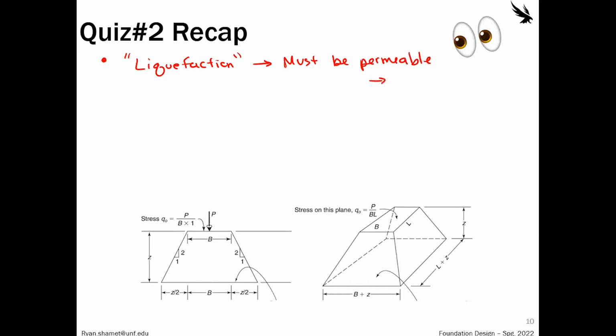Most of the time it's going to be a clean sand that this forms in. So you won't see it in organic soil. You won't see it in any low-permeability silt or even clay. You'll never see liquefaction in clay. It's all going to be sandy areas. And again, if you remember some of the slides that we were showing of liquefaction, there's always water involved, and they tend to happen near beach sediments and stuff.